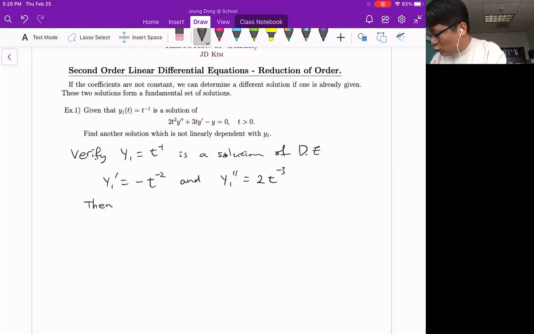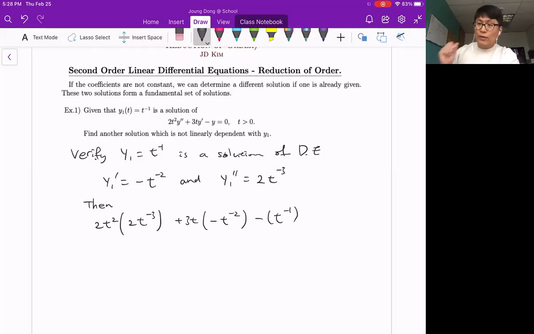Then my differential equation will be 2t squared times y double prime. We found it, right? 2t to the minus 3, plus 3t times y prime, which is minus t to the minus 2, and minus y, which is t to the minus 1. And if that is equal to 0, then we can say y1 is the solution of the differential equation, right? So let me double check, okay?